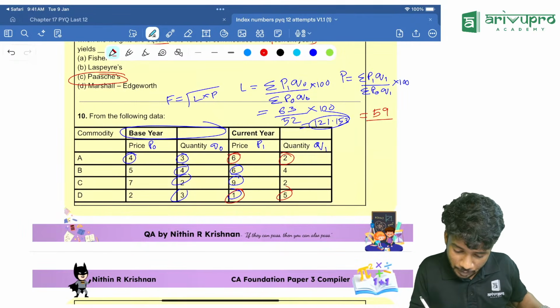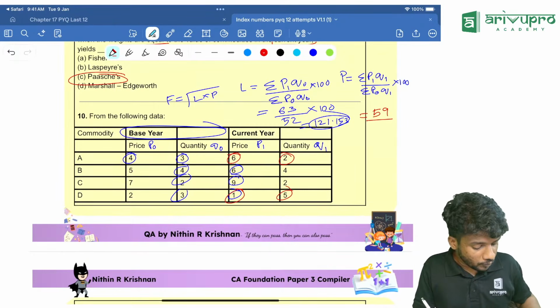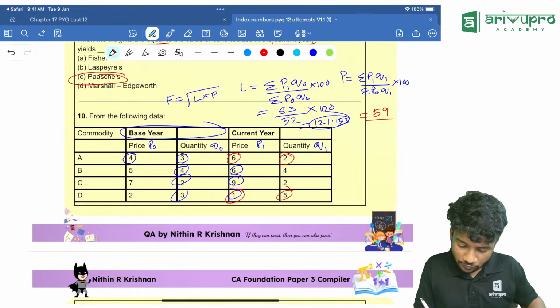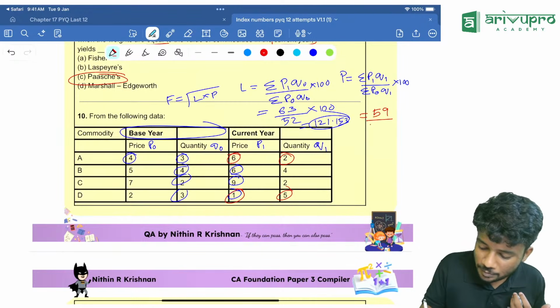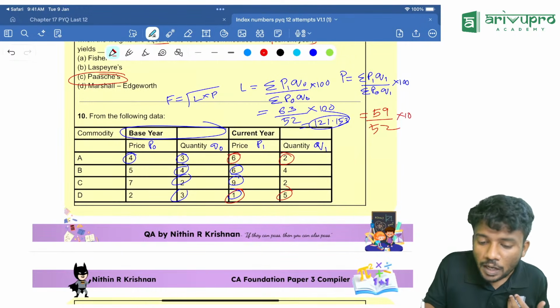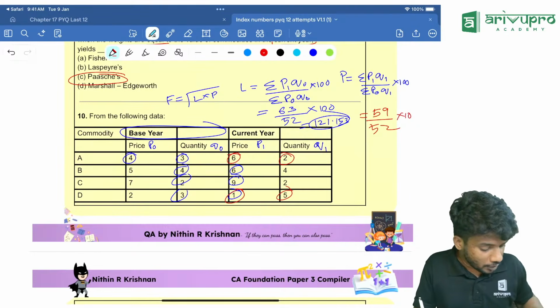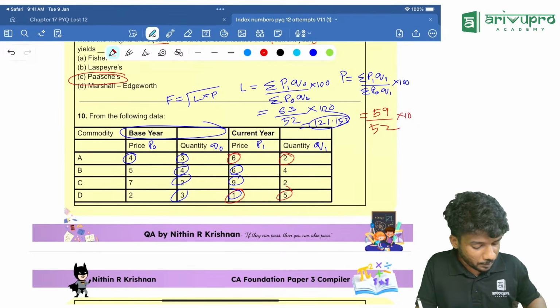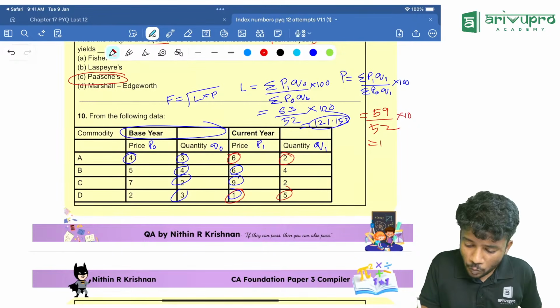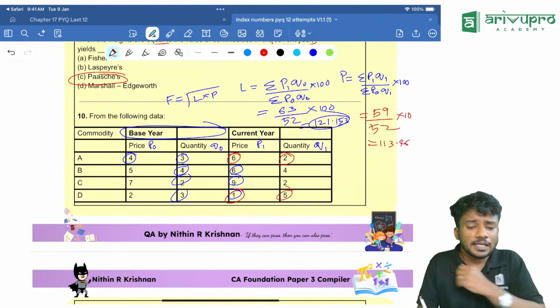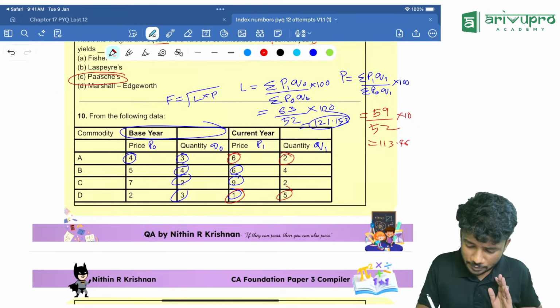P0 is how much? P0 is 4. 4 into 6 M plus, 5 into 6 M plus, 7 into 9 M plus, then 2 into 1 M plus, then finally click MRC. The denominator is how much? 52 into 100. So you got some value. How much is 59 divided by 52 into 100, which is 113.46. Now after that, you take it and substitute over here, then you will get the answer, people.